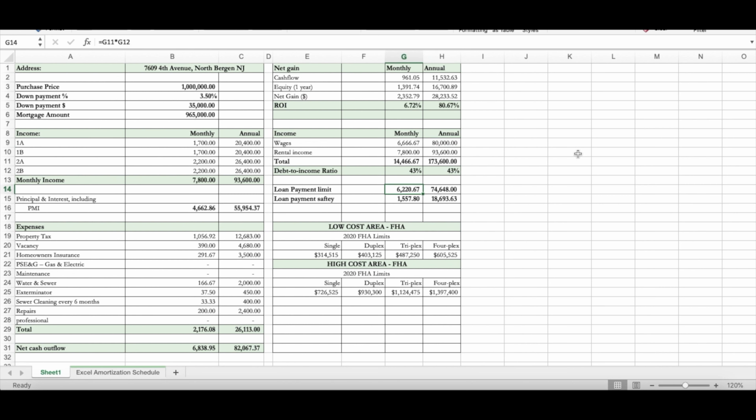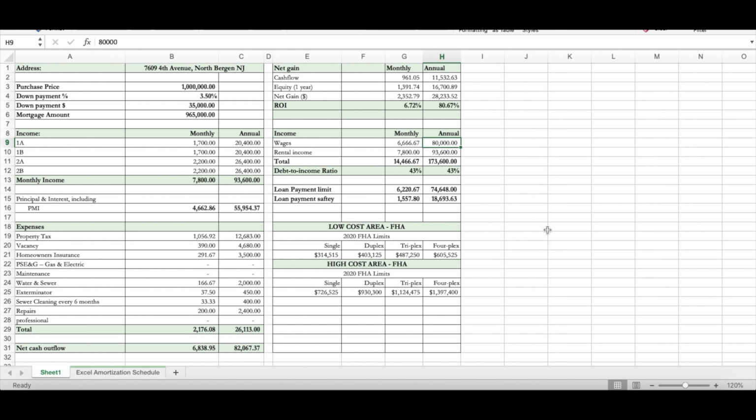So the rental income is included in the debt to income ratio. Now you can pay a mortgage payment of $6,200, and this is your safety of $1,557. So let's say you even make like $60,000 a year. You're still going to qualify for this kind of loan because the property is producing income.